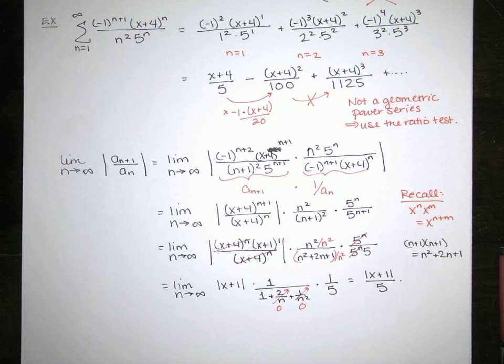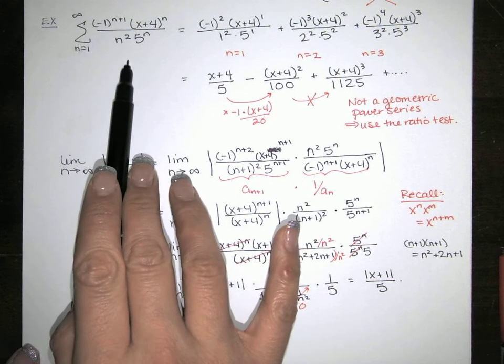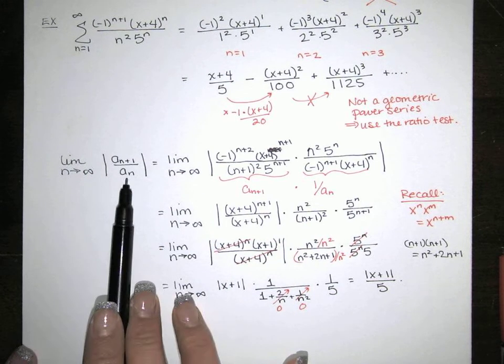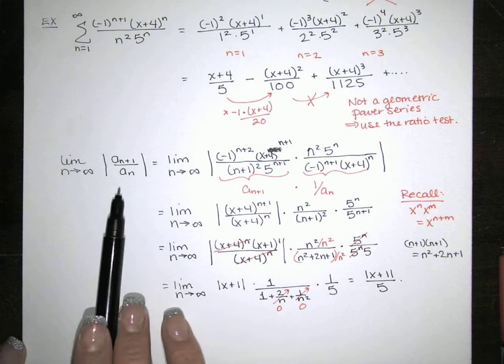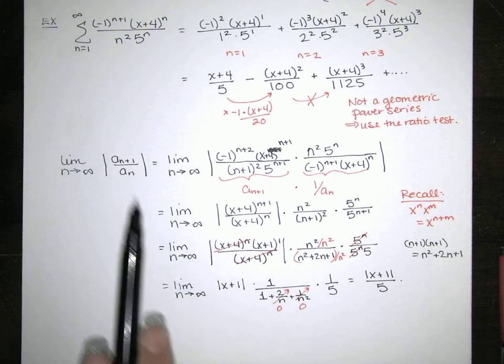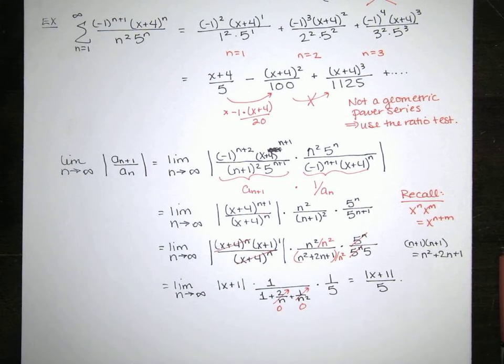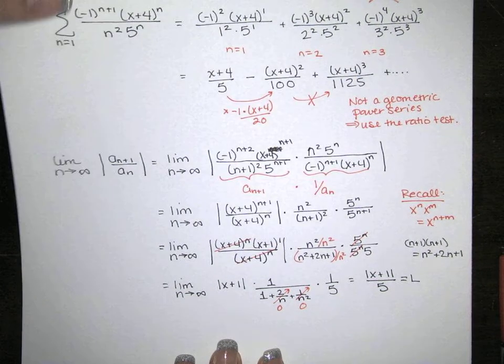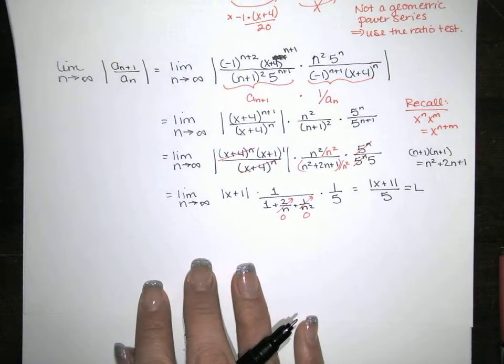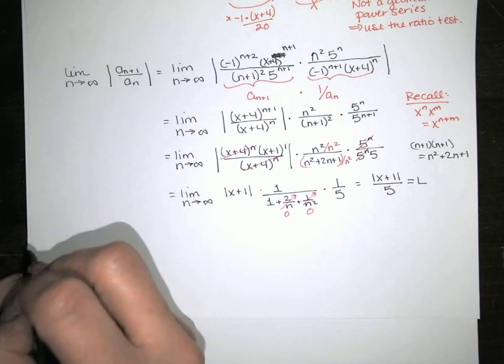Now remember what the ratio test says. The ratio test tells us that this series will converge whenever the limit of this is less than 1. And the ratio test also tells us that this series will diverge whenever this limit is greater than 1. So this is L. And remember, the ratio test is inconclusive when L equals 1. So it's giving us 3 different conclusions here.